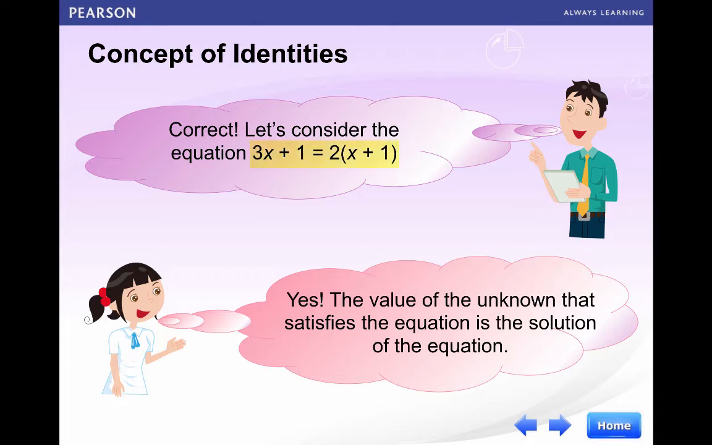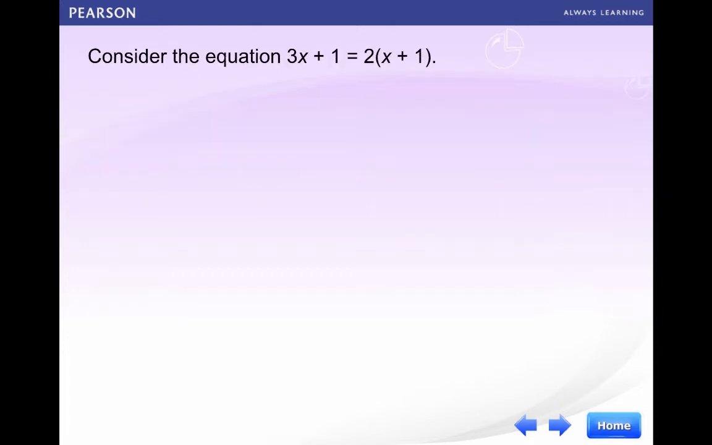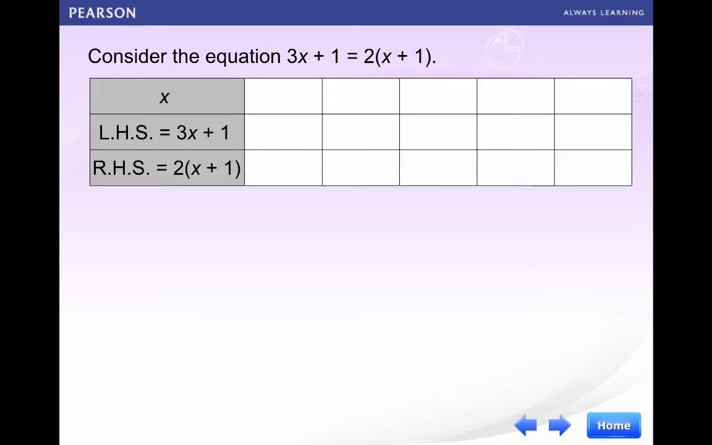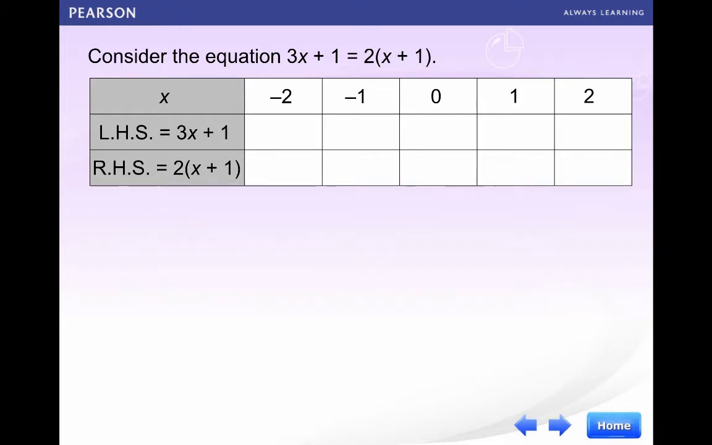This is an equation: 3x plus 1 equals 2 times the sum of x plus 1. And then we have to see what values of x can satisfy the equation. So we put a table here: x, left hand side and right hand side. We will pick 5 values to see which of them can satisfy the equation. Let's say -2, -1, 0, 1 and 2.